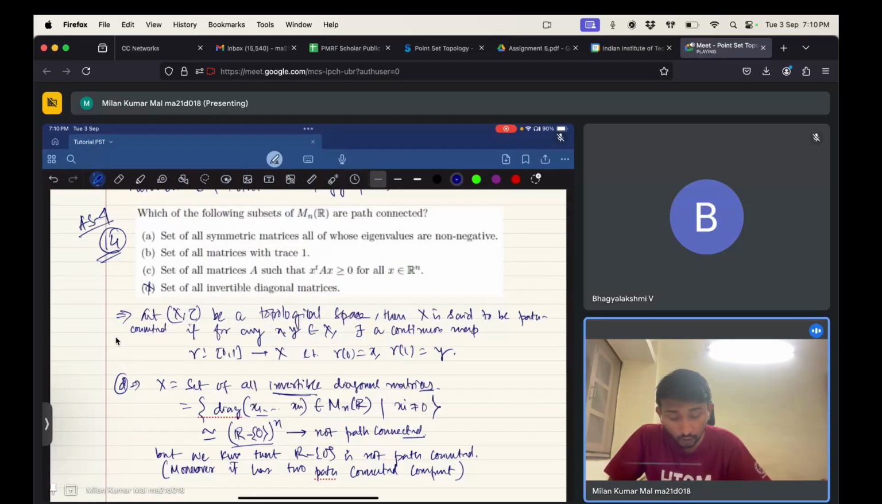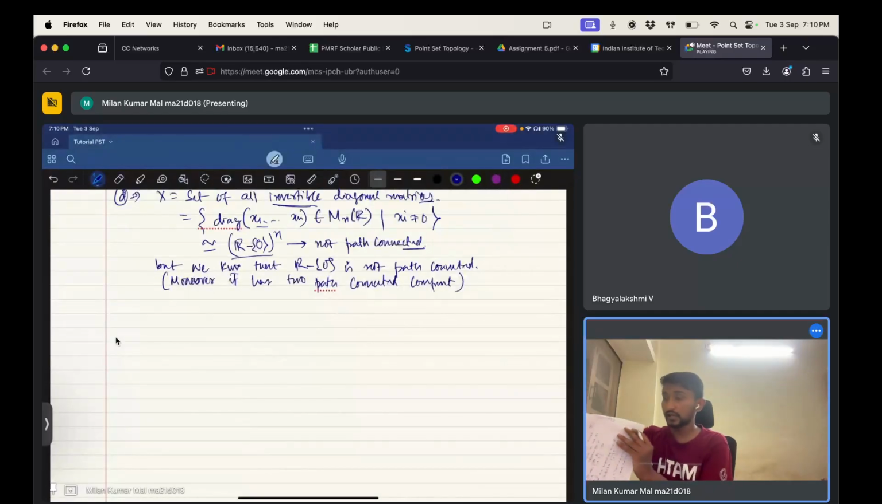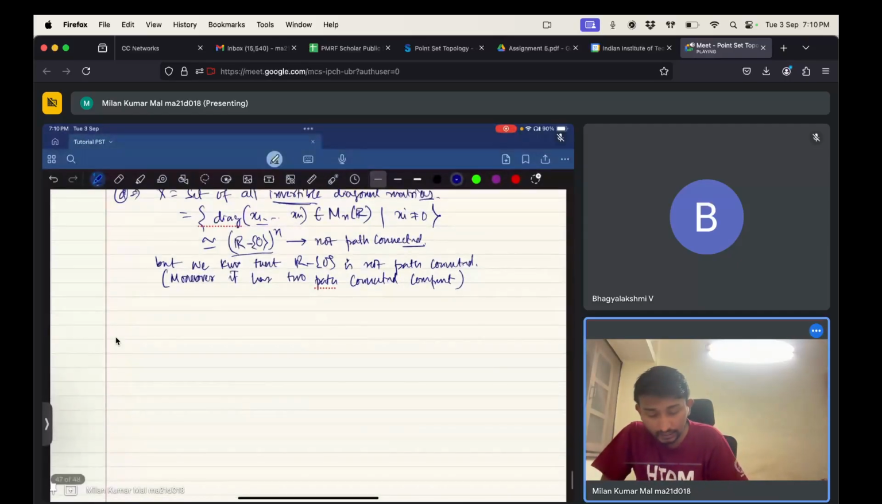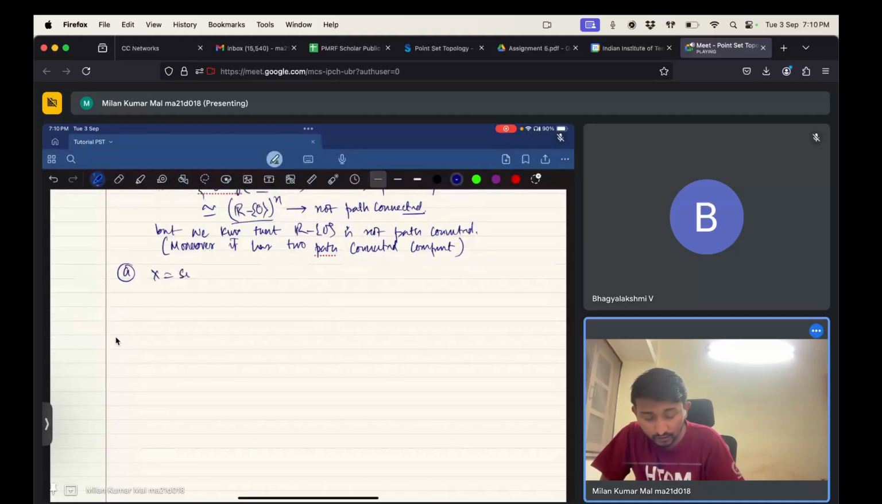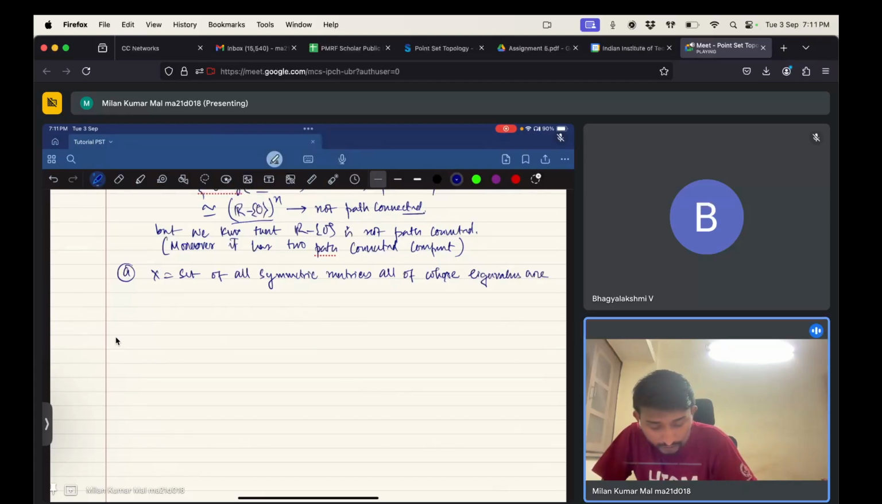So first A: the set of all symmetric matrices, all of whose eigenvalues are non-negative. I will check options A, B, C one by one. Let's now take option A. Here X equals the set of all symmetric matrices, all of whose eigenvalues are non-negative.